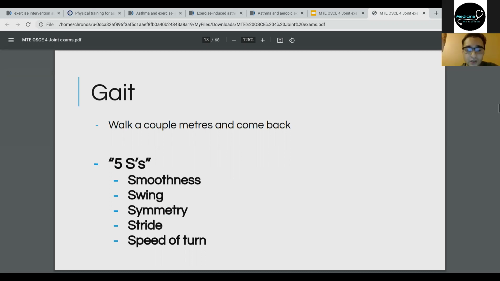And then speed of turn, you're looking for them to quickly be able to turn around and come back to you. Speed of turn is especially relevant for patients with Parkinson's, who tend to have that very shuffly gait. They'll have a wider turn circle and have a much slower speed of turn.